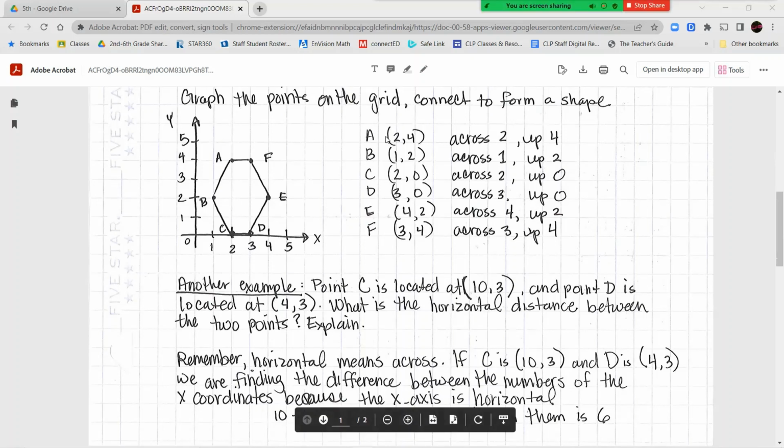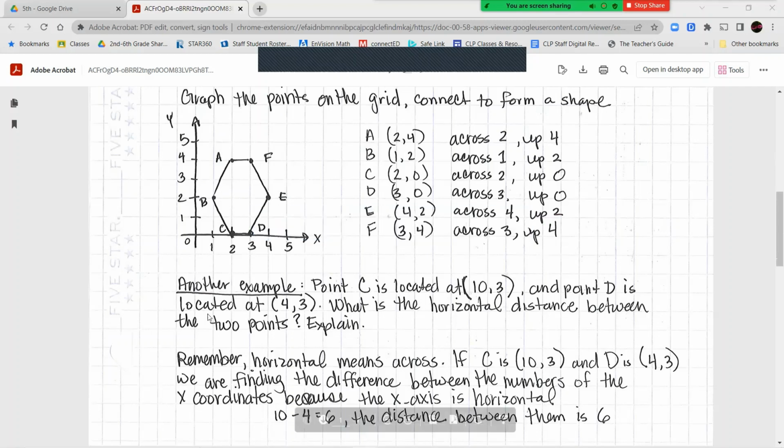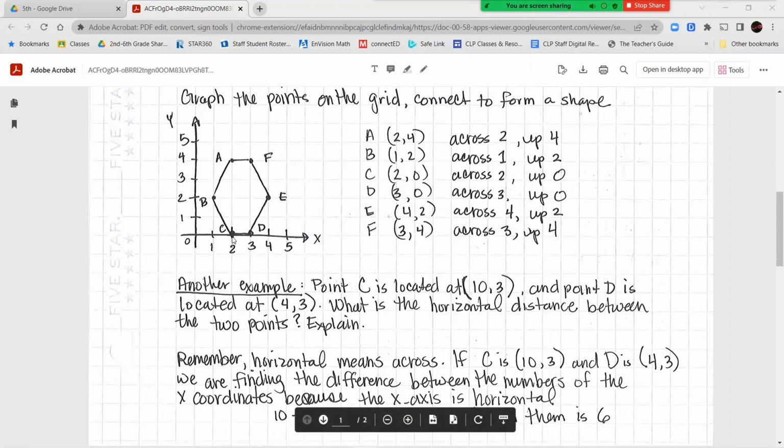So for point A, I went across 2 and up 4. For point B, I went across 1 and up 2. For point C, I went across 2 and I did not go up anything. I went up 0, so I just plotted it on the x-axis. For point D, I went across 3 and up 0. So again, that one is plotted on the x-axis.